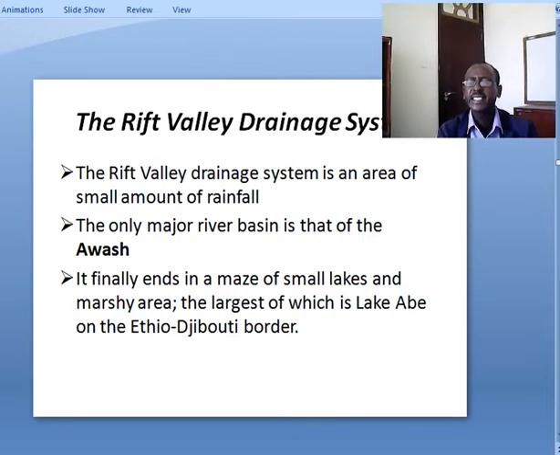The third drainage system is the Rift Valley drainage system. The Rift Valley drainage system is an area of small amount of rainfall, and the only major river basin is that of the Awash River. That is a river to be seen within the Rift Valley system. The Awash River finally ends in a maze of small lakes and marsh areas, the largest of which is Lake Abe on the Ethiopia-Djibouti border. So the only internal drainage system within Ethiopia is the Awash River, which will never go abroad.